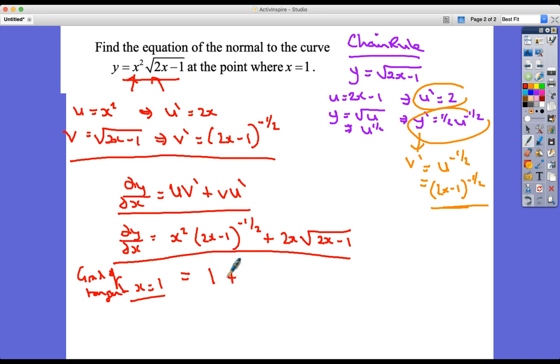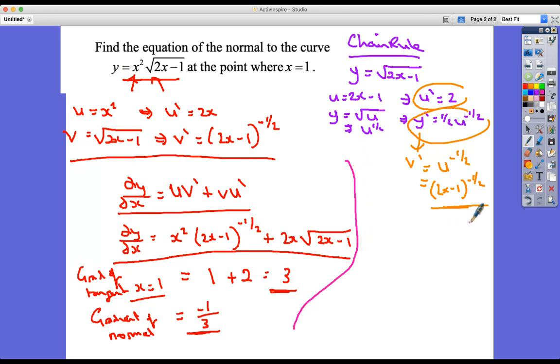So that's 1. Then we've got 2 times 1 here, which is 2. And then we've got 1 goes in there, that's just 1. So it's 1 plus 2, which is 3. That's nice and straightforward as a value. If the gradient of the tangent is 3, the gradient of the normal is the negative reciprocal of that, which I hope you remember is, if this is m, this is minus 1 over m. So in this case, it would be minus 1 over 3.